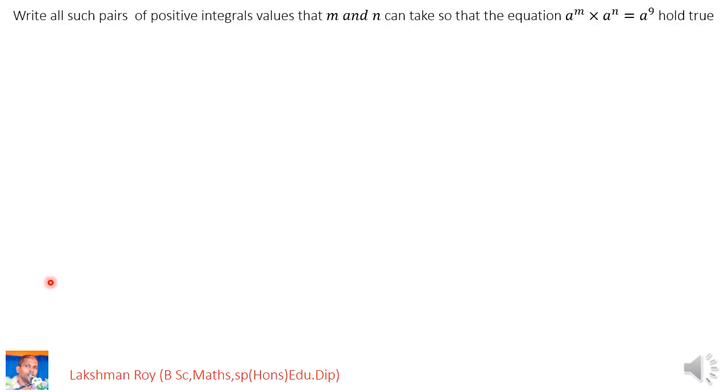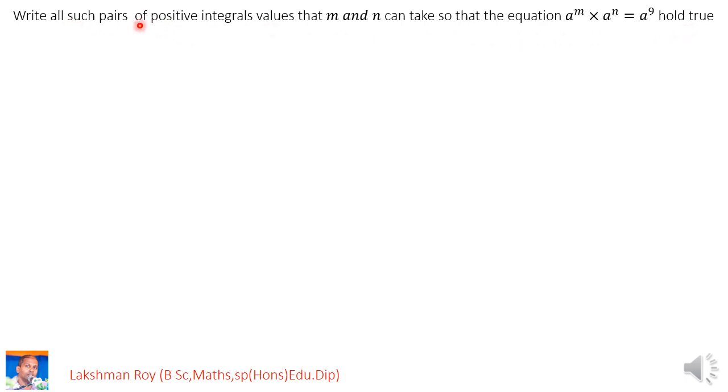In this part I am going to explain another example you will face, right? So see this question, students. Write all such pairs of positive integral values that simple m and n can take, so that equation a to the power m into a to the power n equal a to the power 9 all true, right? So you have to write all positive integrals, right? Positive integers, right? So that simple m and n.